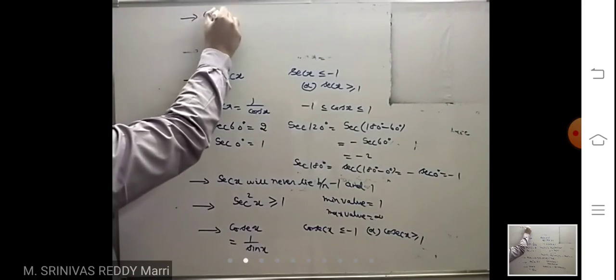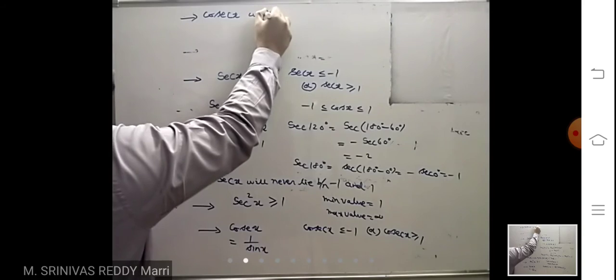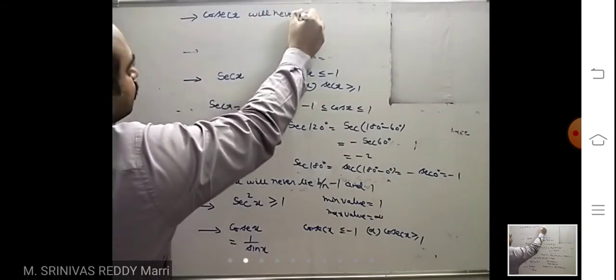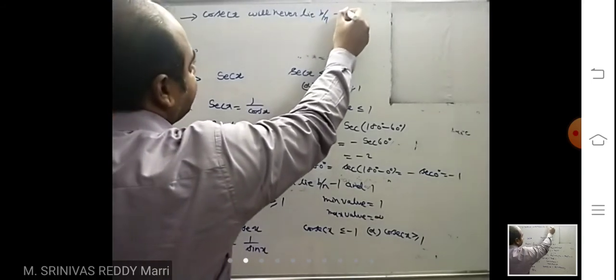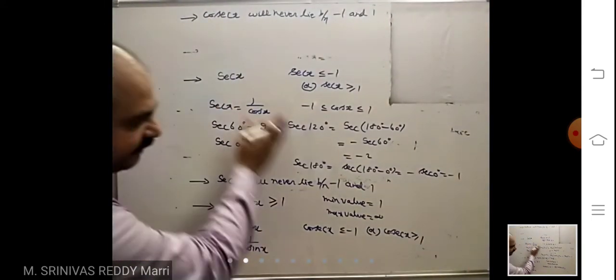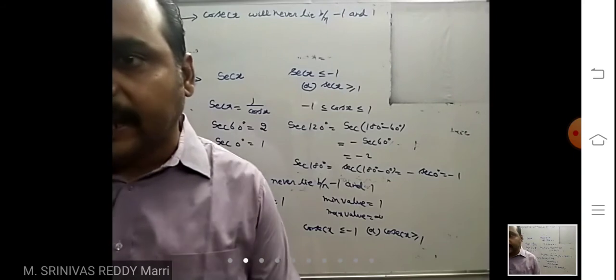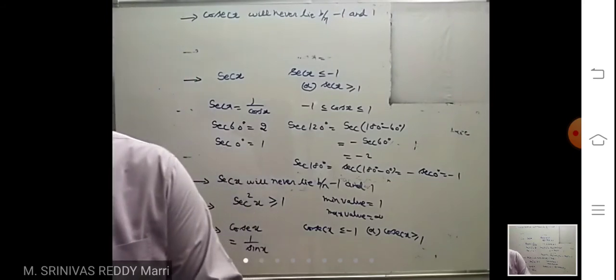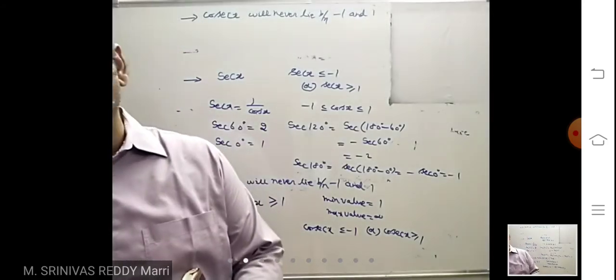So that means cosecant x will never lie between -1 and 1. Again, you will get this in the functions chapter. For the time being, remember these values. In a fundamental manner, I am telling. In the functions chapter, it will be told in detail again. For the time being, what you have to know is the minimum value of sin x is -1, the maximum value of sin x is 1, right? Sin x always lies between -1 and 1.